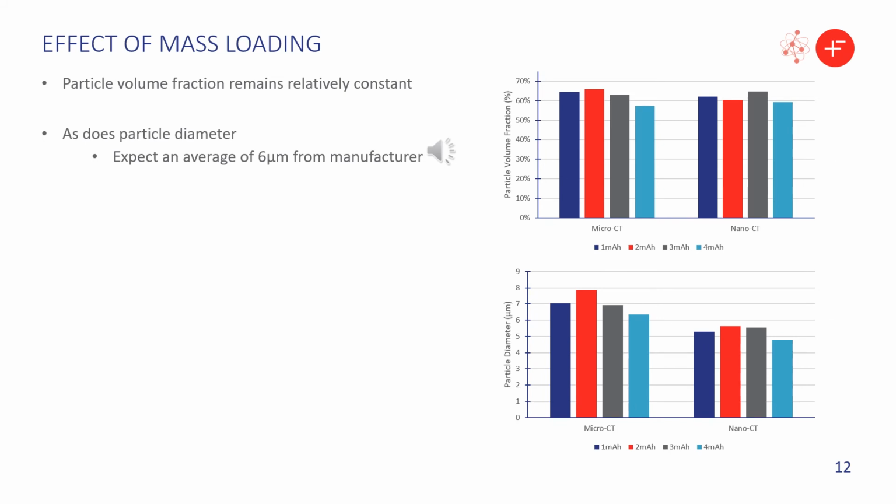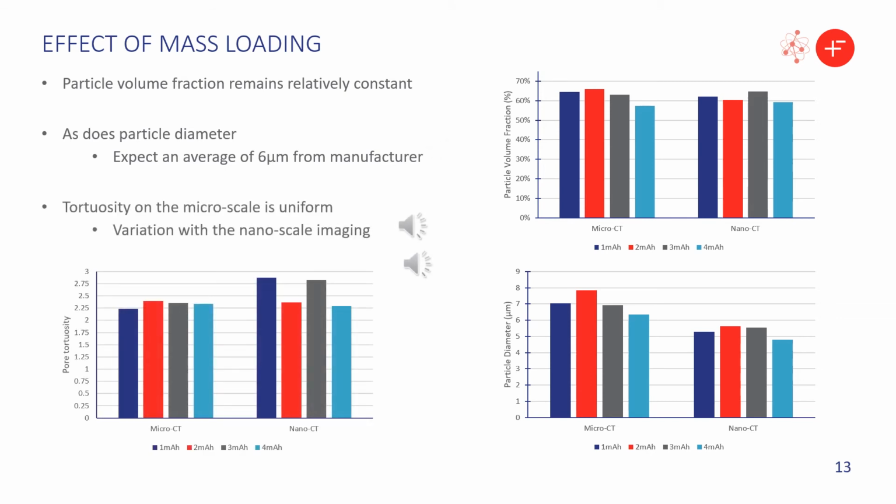Next, we can look at the particle sizes with an expected value of 6 microns. The Versa results are slightly larger than this, potentially due to the inclusion of binder within the segmentation stage. The Nano CT results give a lower than expected value, likely due to large particles being split into several smaller ones at this length scale. Overall, the diameter, as with the volume fraction, is relatively constant across the different mass loadings.